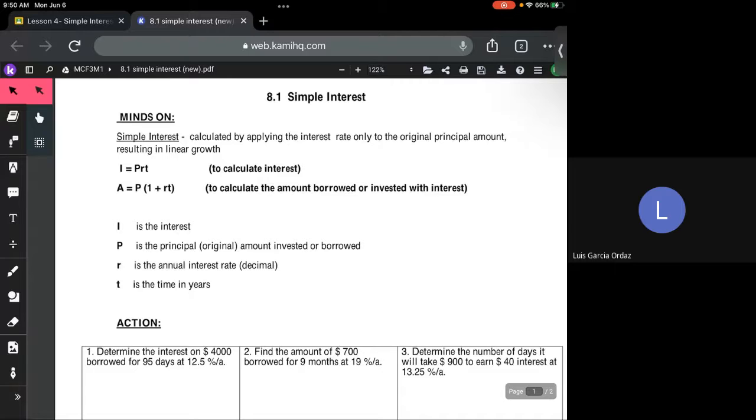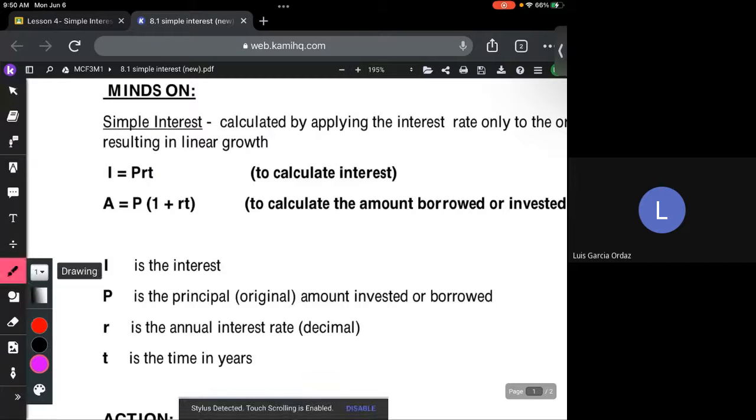So there are two formulas. The first one is I is equal to PRT. This is formula one. This determines how much interest is added onto the original amount that you have put in. For example, if I have $500 and they ask me to find the interest off of $500, this is what you would use.